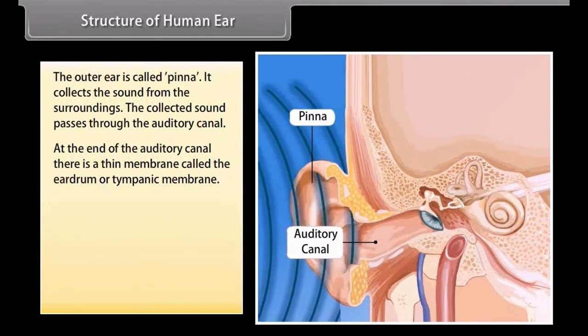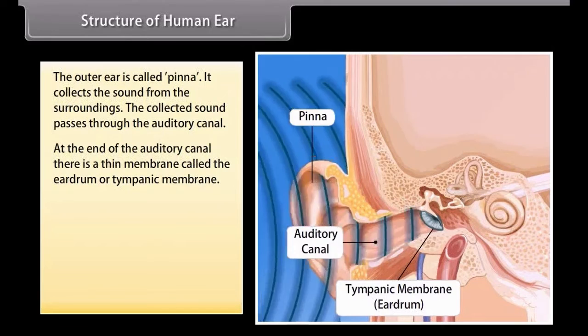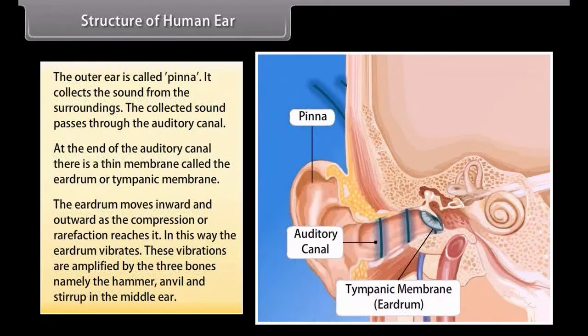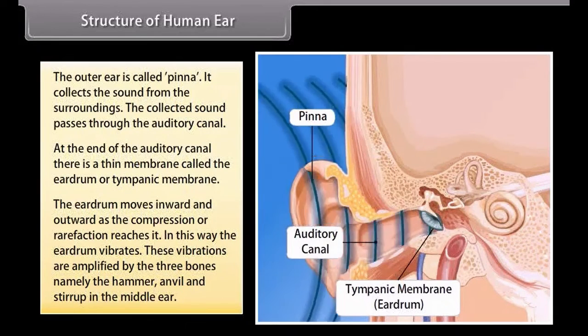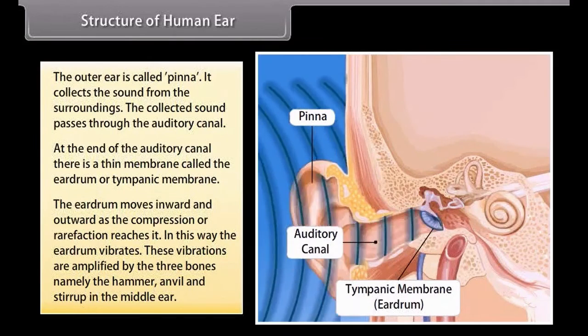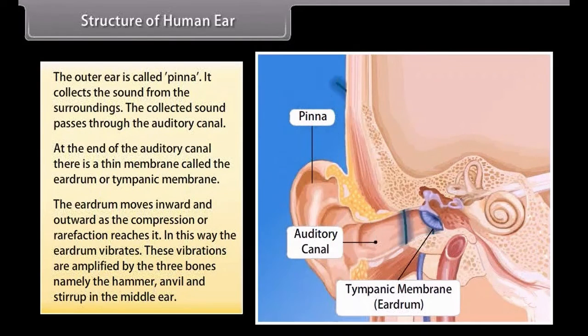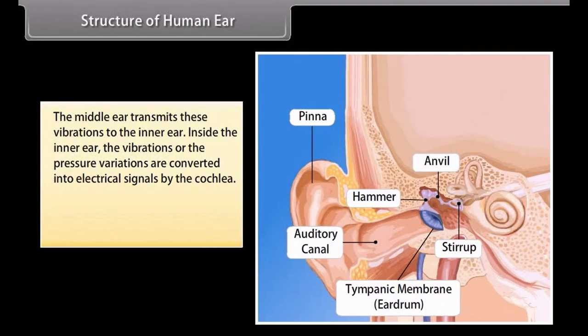At the end of the auditory canal, there is a thin membrane called the eardrum or tympanic membrane. The eardrum moves inward and outward as the compression or rarefaction reaches it. In this way, the eardrum vibrates. These vibrations are amplified by the three bones, namely the hammer, anvil, and stirrup in the middle ear. The middle ear transmits these vibrations to the inner ear.